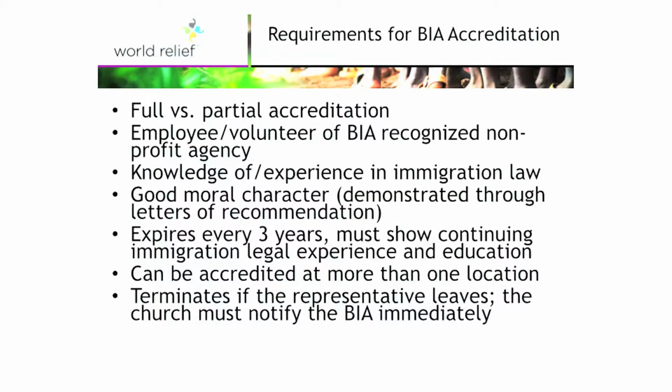So the requirements for personal accreditation. There are two different types of accreditation, full and partial. As soon as somebody sees that, everybody wants to go for the full because it sounds like maybe it's better. But the reality is over 90% of the people who are accredited are actually partially accredited. So most people go for the partial. The difference is fully accredited representatives can go to court. Partially accredited representatives concentrate more on the fees or on the forms and going into the interviews at USCIS.